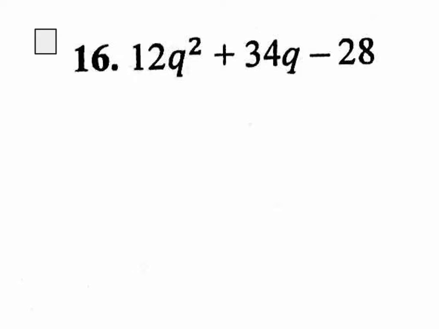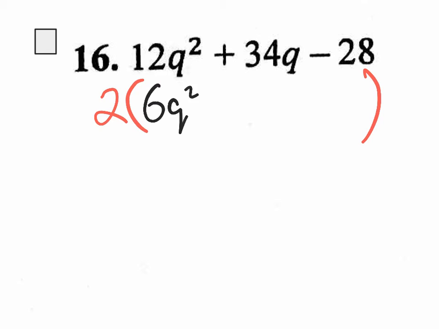Okay, so on number 16, you got to pull out the GCF. What is the GCF? What's the GCF? Is it 6? No. Is it 4? Is it 8? It's not 4. 2 is the GCF. So on the inside, you're going to have 6q squared plus 17q minus 14.